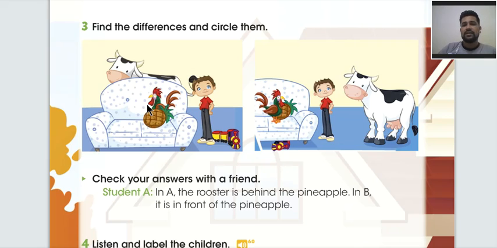What other difference can you come up with? Like the cow, look at this. In A, the cow is behind the sofa. And in picture B, the cow is next to the boy. See? Okay, the train in picture A is next to the boy, and in B, the train is under the sofa.